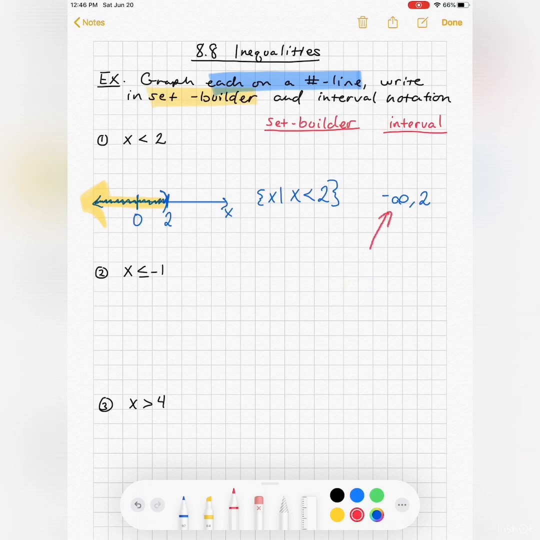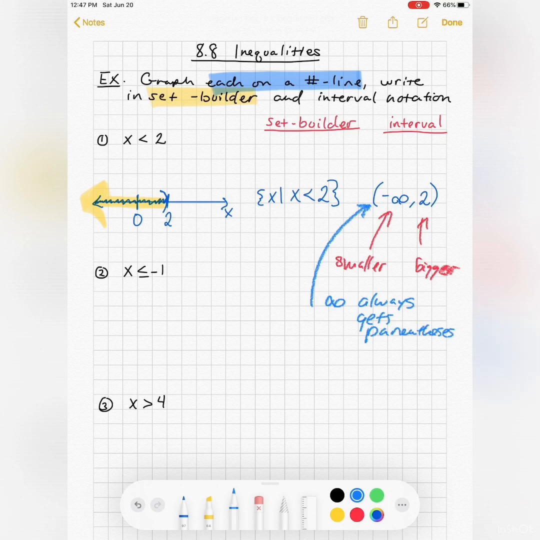Okay, so what I do here, I put the smaller number on the left, the bigger number on the right. Then I indicate with brackets or parentheses. So actually both of these get parentheses. Infinity, since it's not actually like a number I can achieve, always gets a parentheses as opposed to a bracket, because I'm never actually going to reach infinity. I can always go one bigger or one smaller.